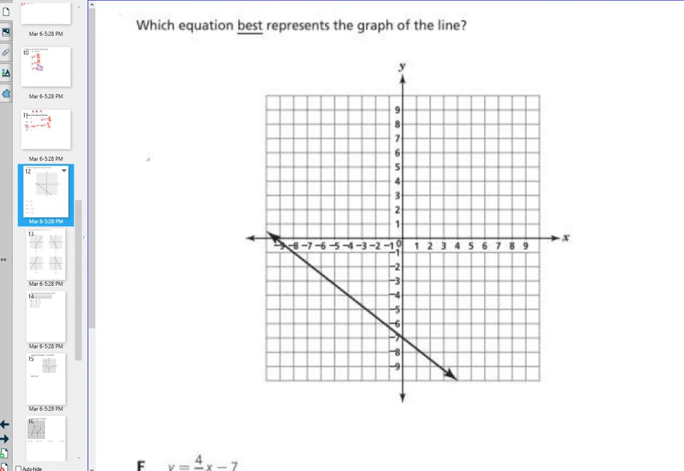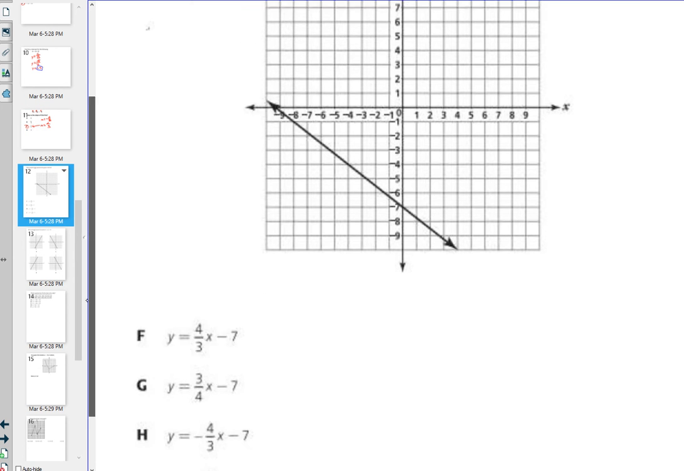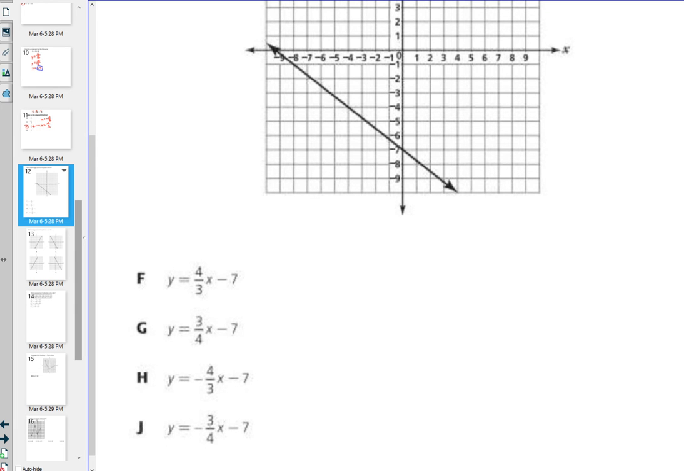All right, which equation best represents the graph of the line? If we look at all the answer choices, what forms are all the answer choices in?